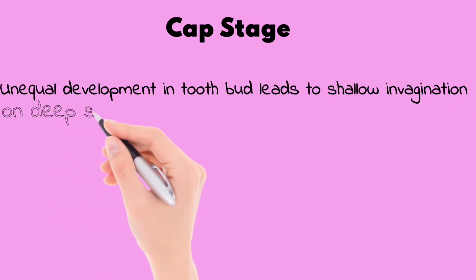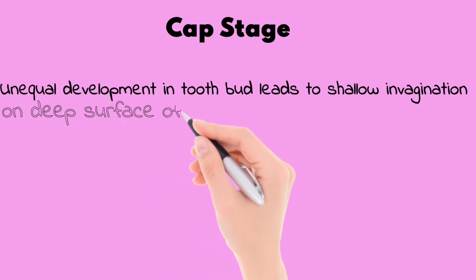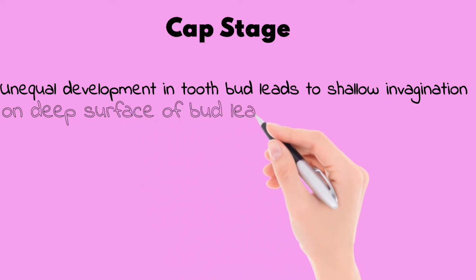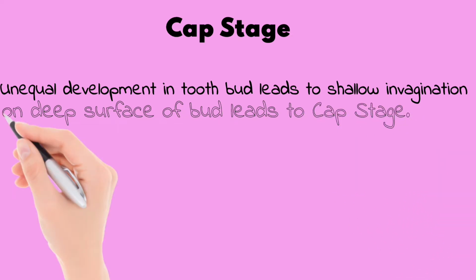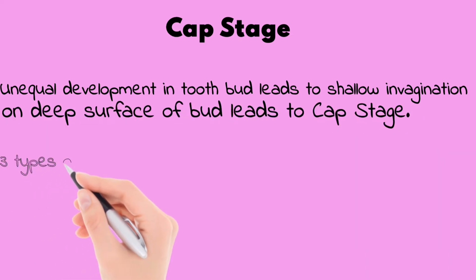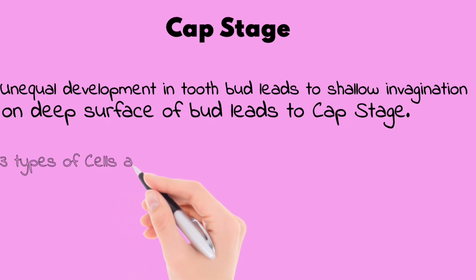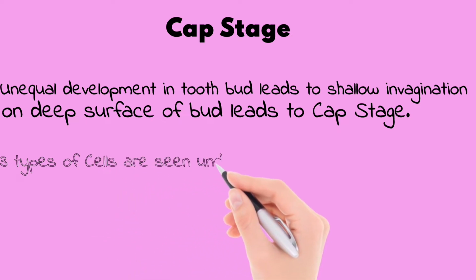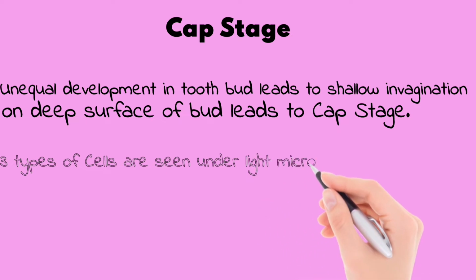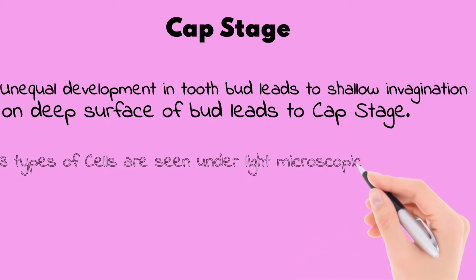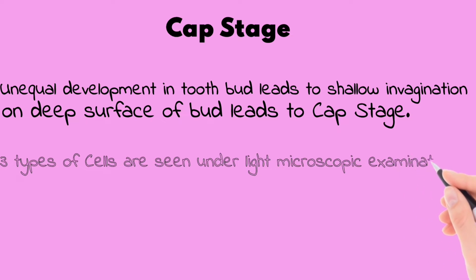In this cap stage, there are mainly three types of cells seen under light microscopic examination. These three cells are very important for the viva and the exam purpose. So friends, let's study this topic in detail. First, we need to understand that at the convexity of the cap, the concavity of the cap, and the center of the cap, there are three positions and three different types of cells.